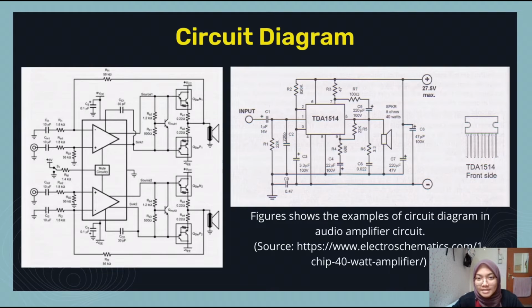So next is the circuit diagram. The figure shows an example of a circuit diagram of an audio amplifier circuit, where the most important input on the amplifier or compact system is called AUX, or auxiliary. As you can see in the right figure, there is a TDA1510, which is a hi-fi audio amplifier that can output 50 watts of audio power.